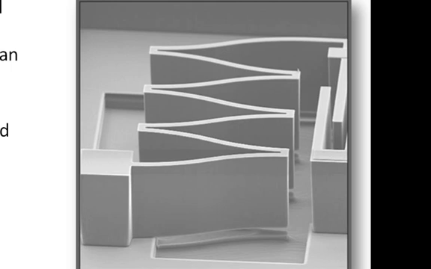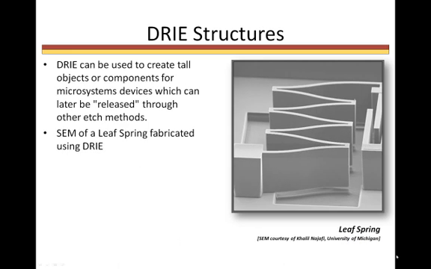So as you can see from this presentation, dry etch processes have enabled the construction of very unique components with low to high aspect ratios that can be used throughout microsystem devices.